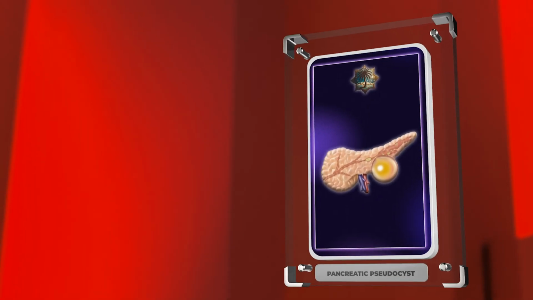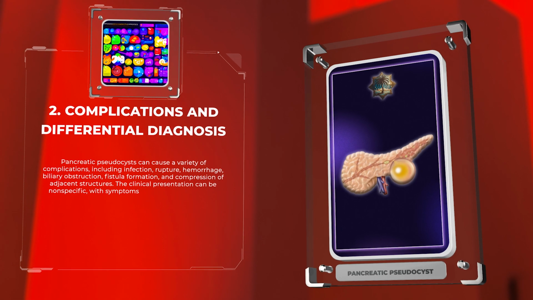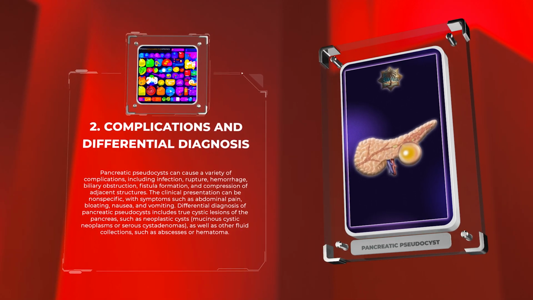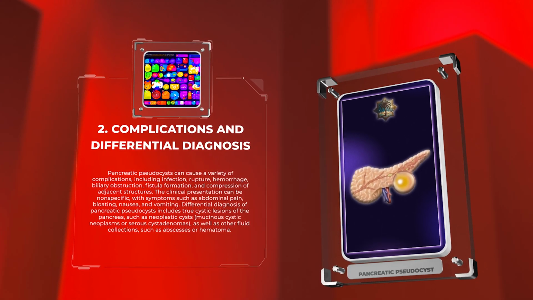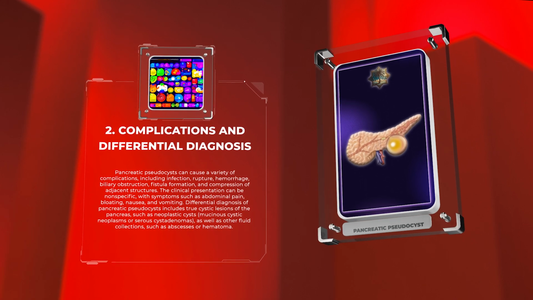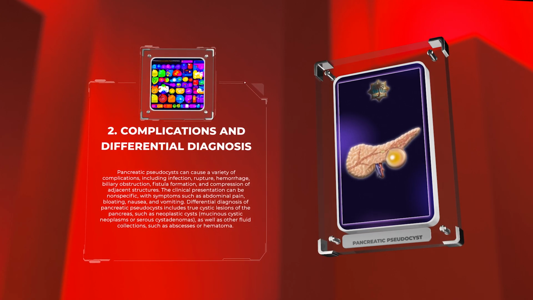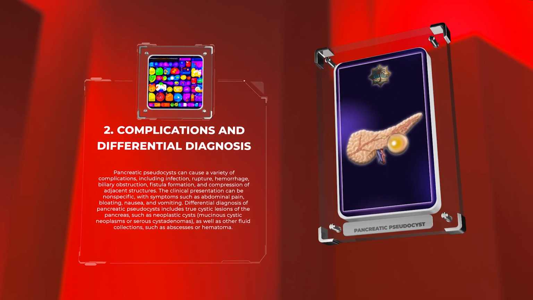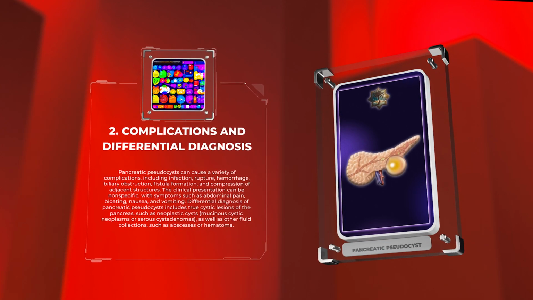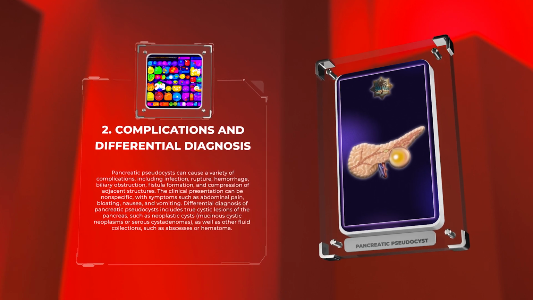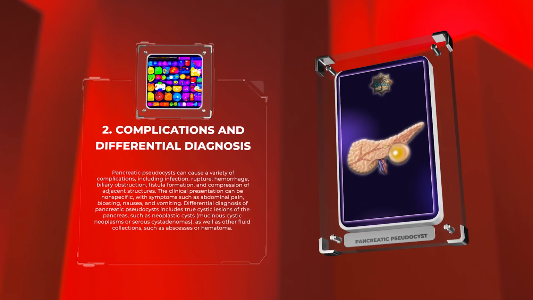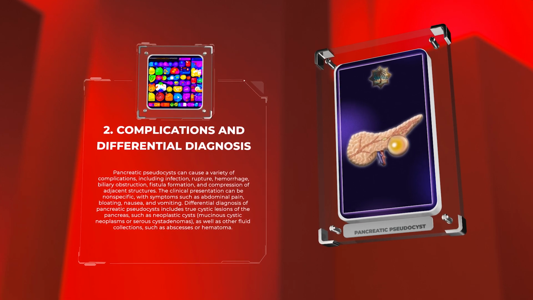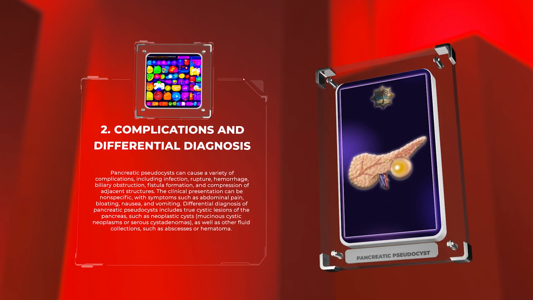Pancreatic pseudocysts can cause a variety of complications, including infection, rupture, hemorrhage, biliary obstruction, fistula formation, and compression of adjacent structures. The clinical presentation can be nonspecific, with symptoms such as abdominal pain, bloating, nausea, and vomiting. Differential diagnosis of pancreatic pseudocysts includes true cystic lesions of the pancreas, such as neoplastic cysts, mucinous cystic neoplasms or serous cystadenomas, as well as other fluid collections, such as abscesses or hematoma.